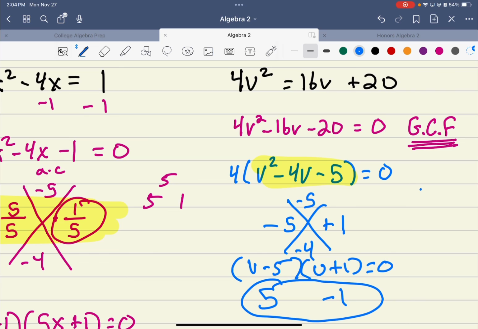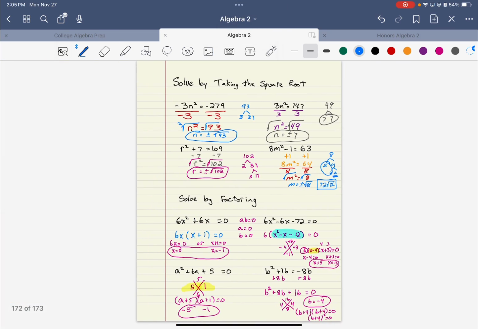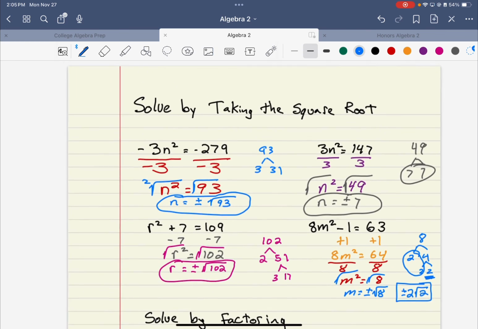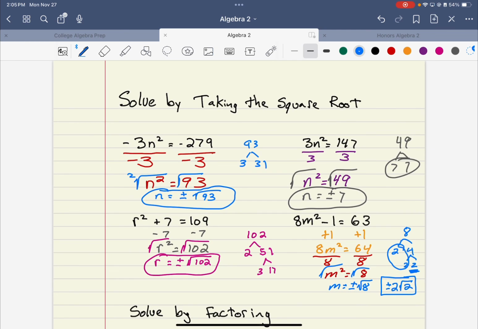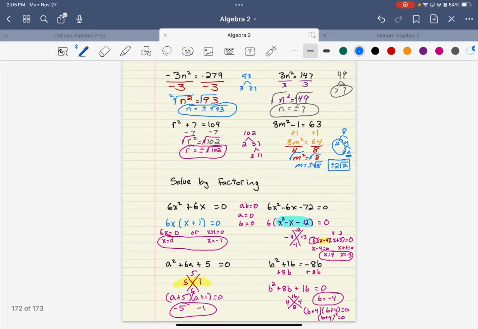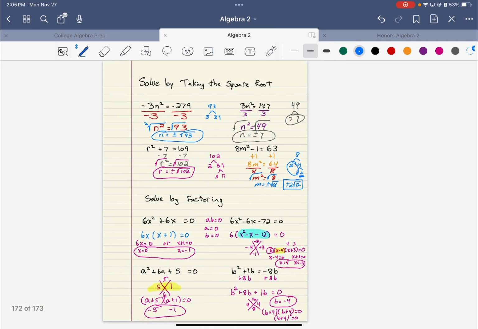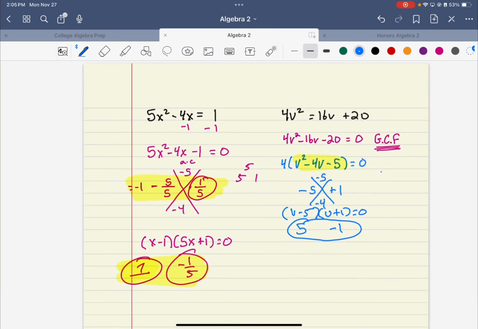So that's what you're going to work on today. You're going to work on solving equations by taking the square root. Those are your first pieces. And then the second one, solving by factoring. Again, make sure that you check for those GCFs first.